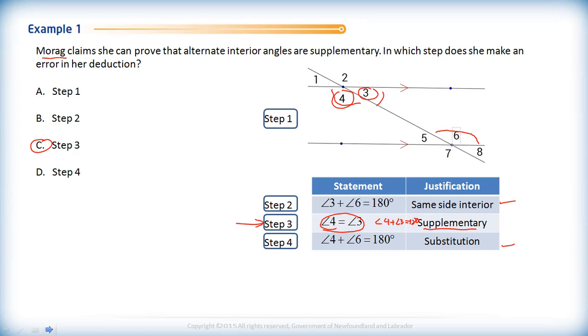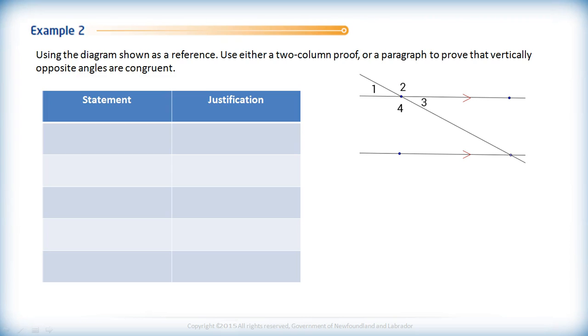Gotcha. All right. Using the diagram shown as a reference, use either a two-column proof or a paragraph to prove that vertically opposite angles are congruent. Most commonly, your teachers are probably going to do a two-column proof with a statement and justification. But according to our course here, you're allowed to explain your proofs in a paragraph to show the correspondences, but it's usually easier to do a two-column proof anyway.